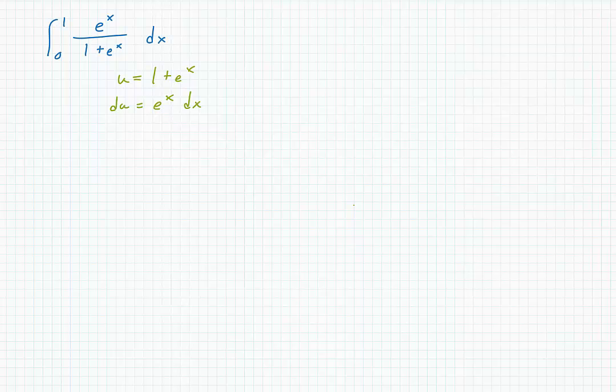Now, since we're going to be moving a definite integral into the variable u, we also need to consider the limits. So we're going to end up with 1 plus e to the 1, or just 1 plus e. And when we plug 0 in, we're going to have 1 plus e to the 0. Well, anything to the 0 except 0 itself is 1, so we're going to have 1 plus 1, or 2.